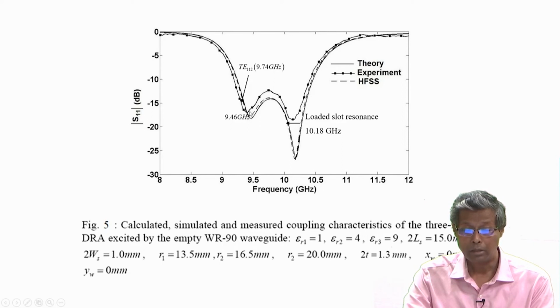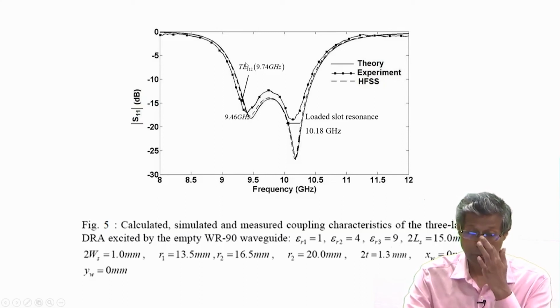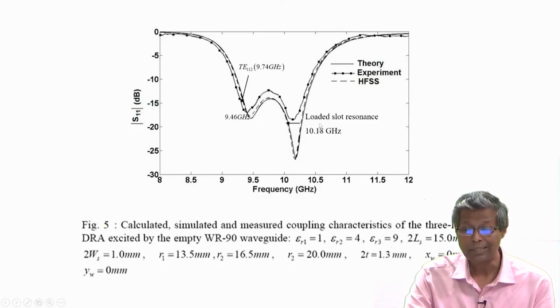and this is the reflection coefficient characteristics. So, this is the first resonance which is contributed by the TE112 mode of the DRA, and the second resonance which is contributed by the loaded slot resonance. So, we have the first DRA layer of permittivity epsilon r1.